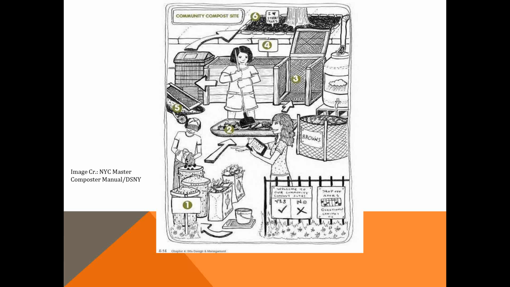So you see, things have signage on them. Everybody's at work. Number 2 is their mixing area. You have your browns, your carbon sources, in a separate bin. And then you have your active composting in bins 3 and 4. Number 1 is the collection for the food scraps. So, nice layout, and it just gives you an example of how to set up your site.